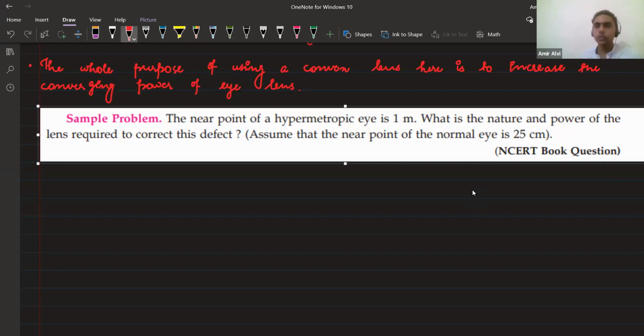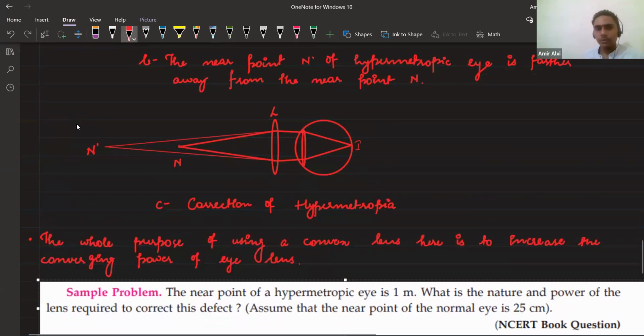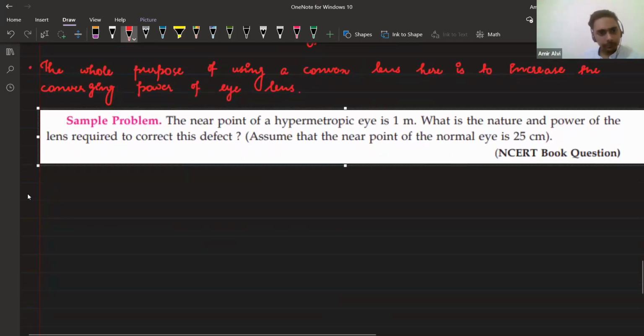अच्छा, let's discuss this question first, बच्चों. ठीक है? So, the question is saying that the near point of the hypermetropic eye is 1 meter. Now you can see the near point has increased to 1 meter. It means that it is almost 4 times the actual normal near point. That was 25 centimeter. If you multiply it by 4, it would be 100 centimeter. It means 1 meter. Okay? Say yes or no. Yes, sir.